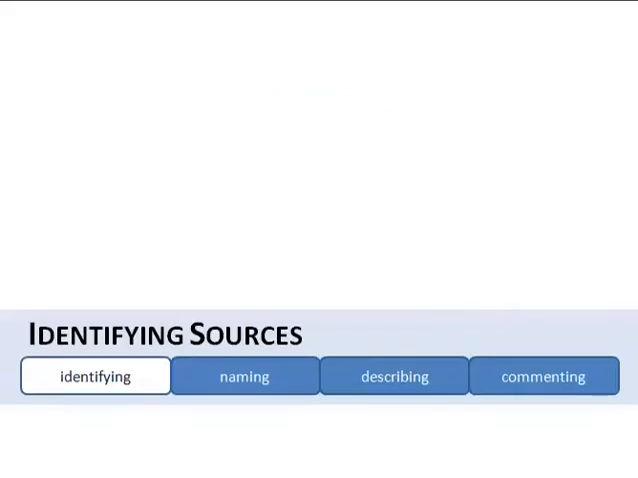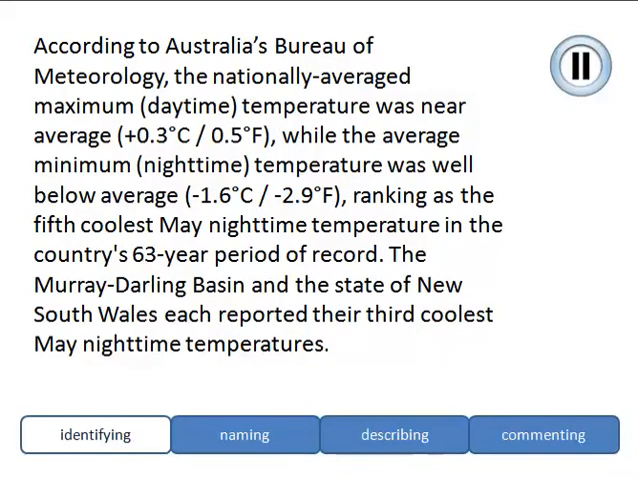Because I'm going to show you some paragraphs, feel free to hit the pause button at any time in order to stop and read a paragraph before we move forward. So the first move, identifying sources. I'll give you a few examples. Take a look at this one. You may want to hit pause for a second.